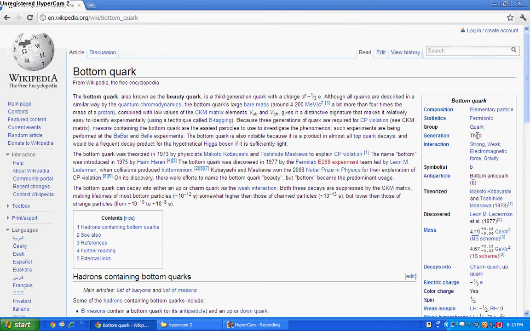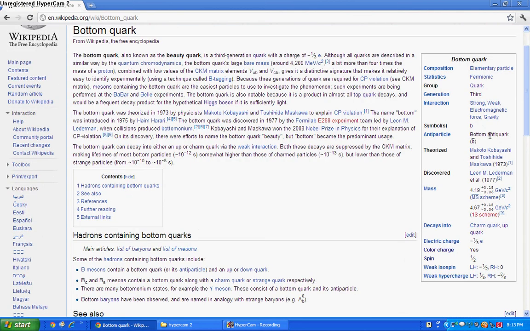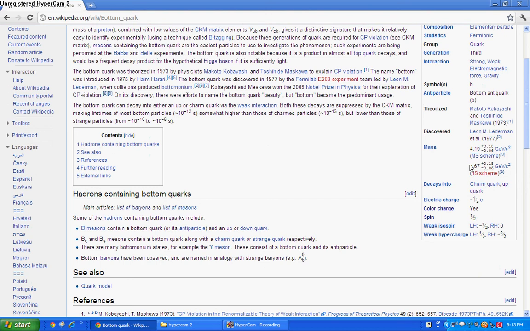Just to go over everything one last time. Third generation, it participates in the strong, weak, electromagnetic force and gravity, so all four forces. Symbol is just B. The antiparticle is an anti-bottom quark. It was discovered in 1977 at Fermilab. Its mass is 4.19 giga electron volts. It decays into a charm quark and an up quark through the weak interaction. Its electric charge is -1/3. It has a color charge and a spin of 1/2.